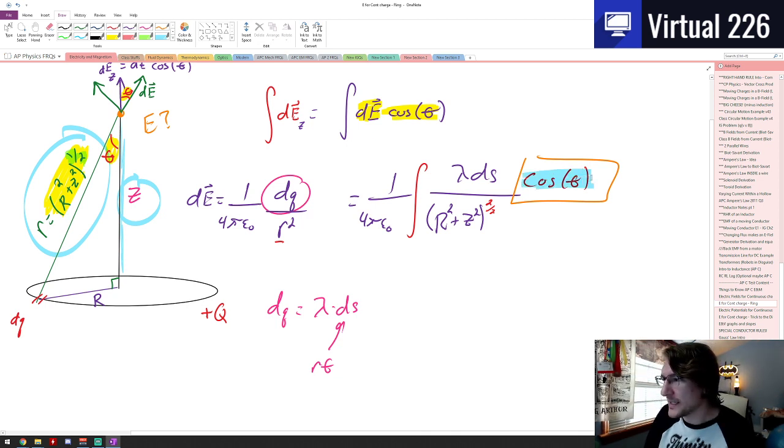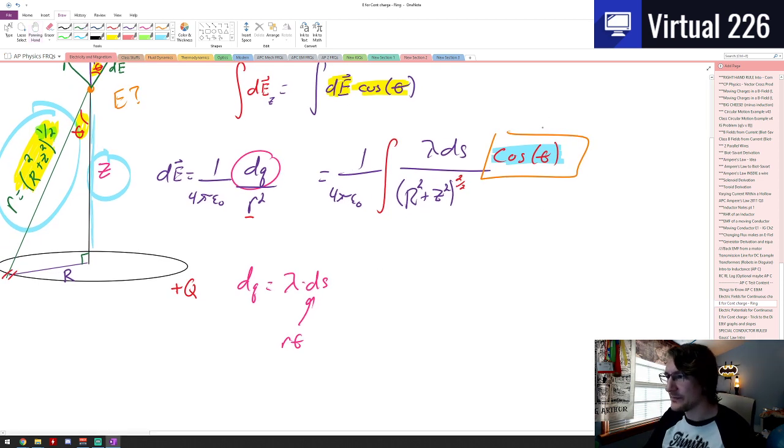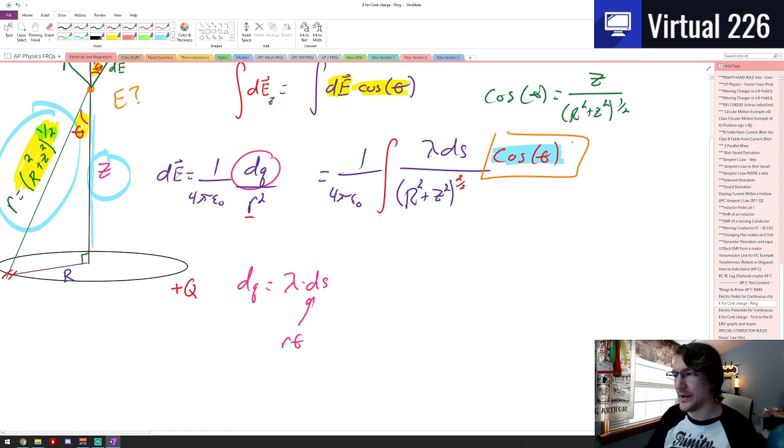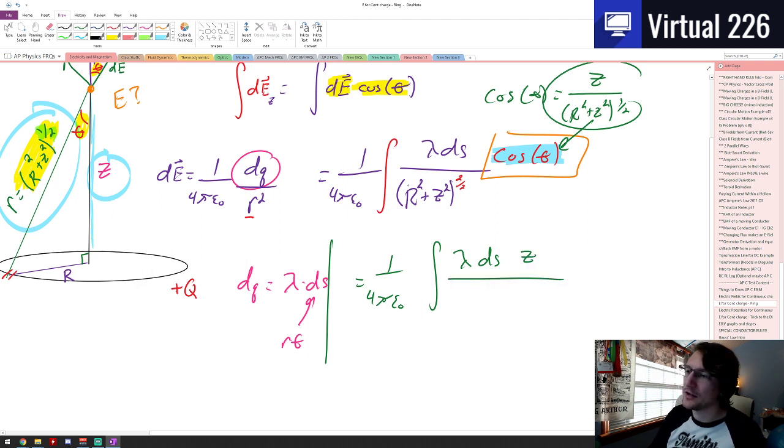So I'm actually going to get rid of this cosine term by writing it like this. I can rewrite cosine of theta as z over r squared plus z squared to the 1/2 power. And if I put that in right here, what it's going to give me for my setup is 1 over 4 pi epsilon naught times the integral of lambda ds z, because that's in the numerator, and then in my denominator, I'm going to get r squared plus z squared to the, well, 2 over 2 plus 1/2 is going to be 3/2 here. So r squared plus z squared to the 3/2 power.